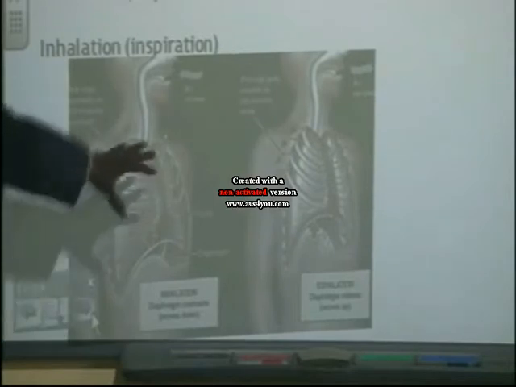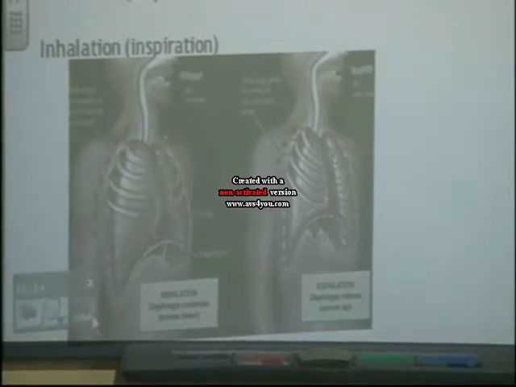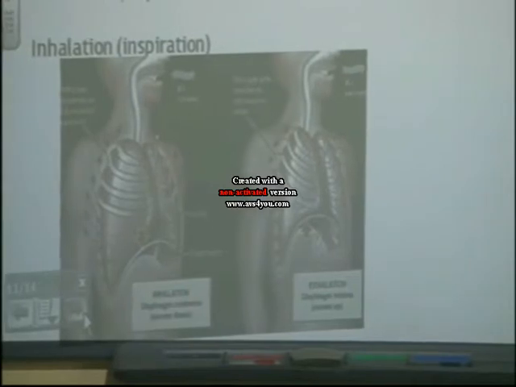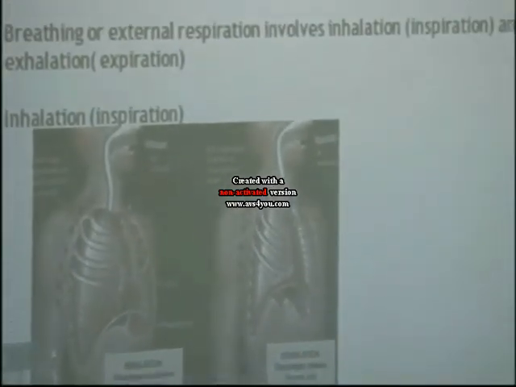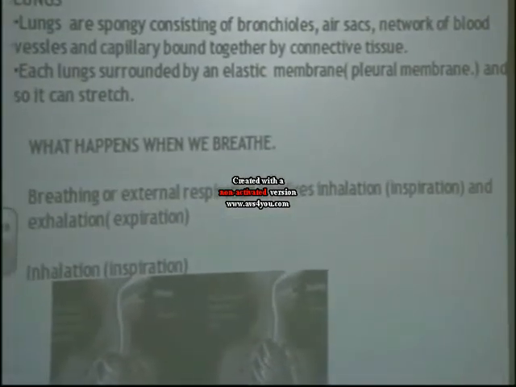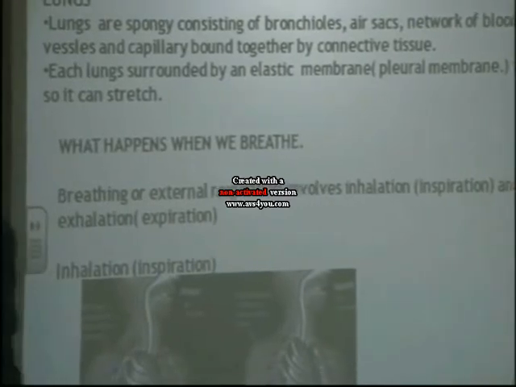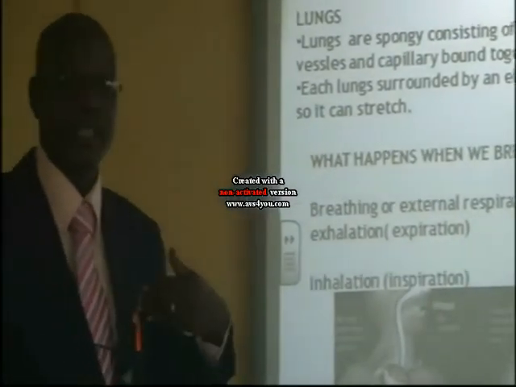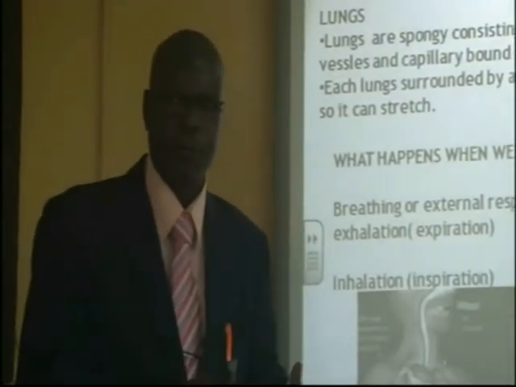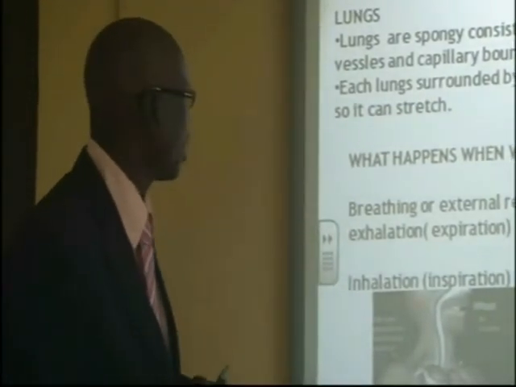The lungs, as we are looking at them, are spongy, consisting of bronchioles, air sacs, a network of blood vessels, and capillaries bound together by connective tissues. You may be wondering what a network of blood vessels will be doing there. Don't forget that the blood vessels carry oxygen. When you breathe in oxygen, the blood takes it up from the lungs.